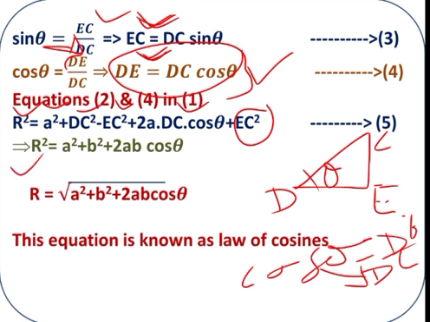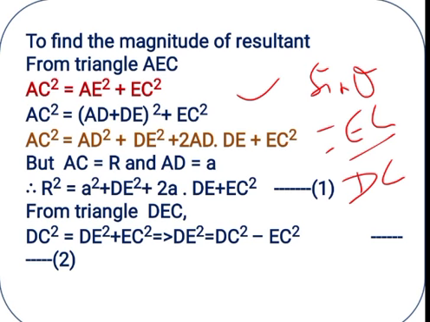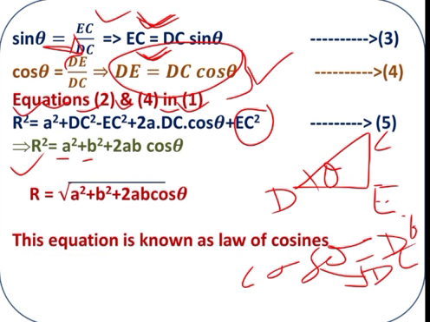R square is equal to A square plus B square plus 2A. This is B, because we know the diagram. What is DC here? DC is B here. That is the reason we have to substitute B instead of DC, cos theta as it is. This EC square gets cancelled.